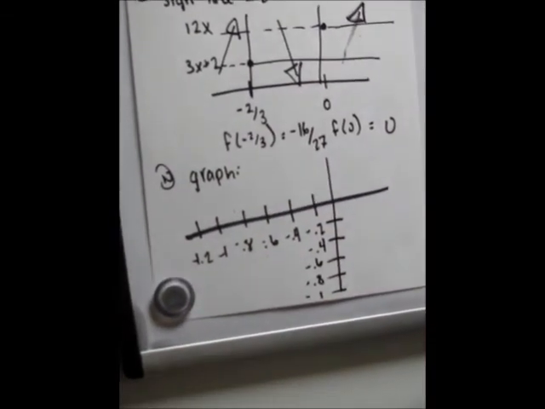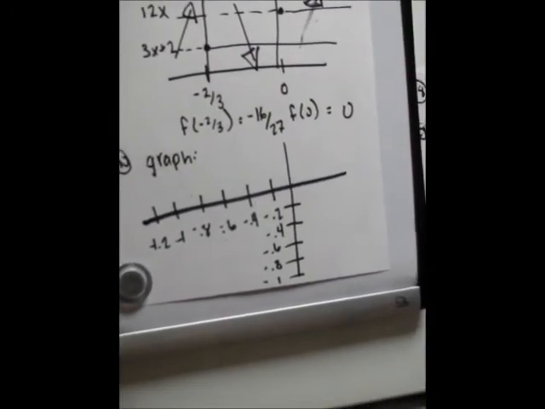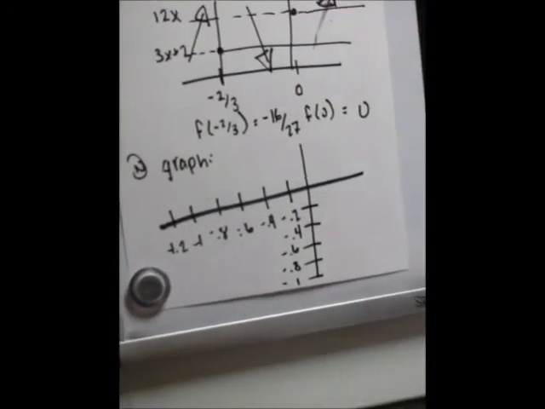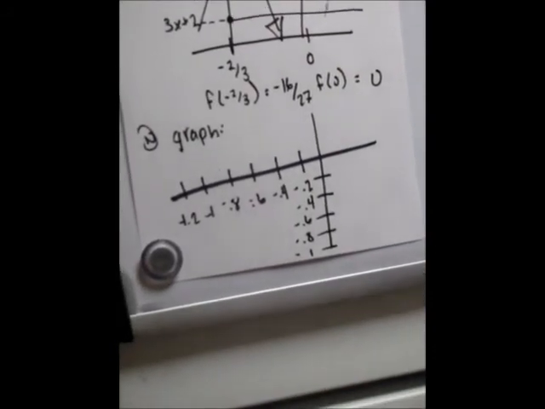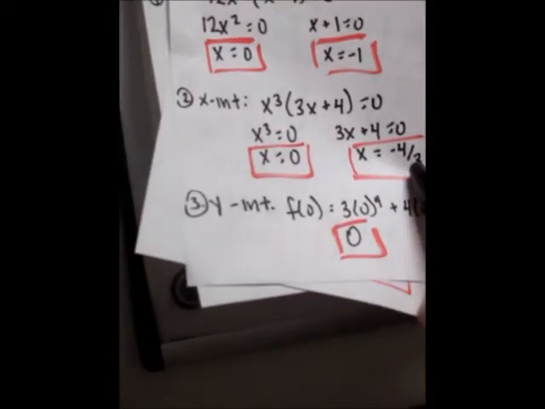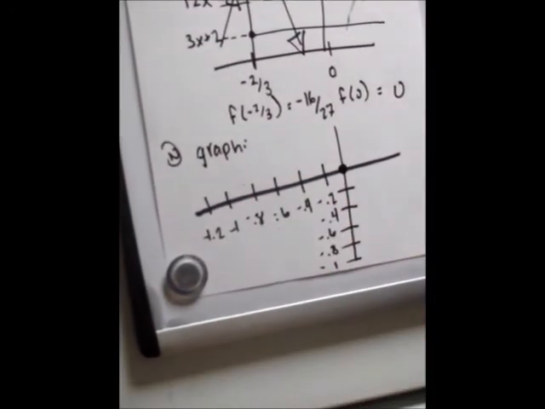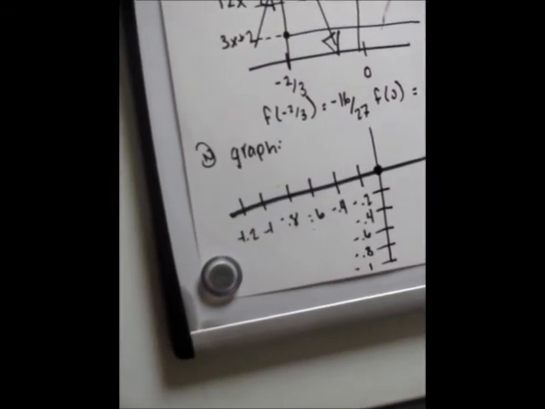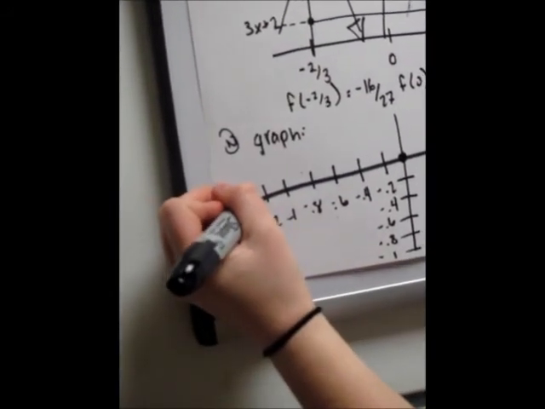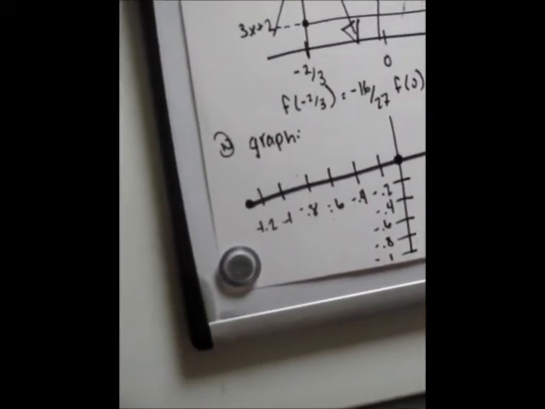Okay. So now when we go to plug in our points, we know that our x-intercepts are going to be 0 and negative 4/3. So we're going to just draw little dots there. Negative 4/3 is approximately negative 1.3. So we're going to draw those there.